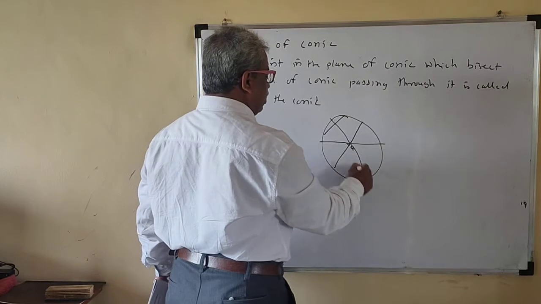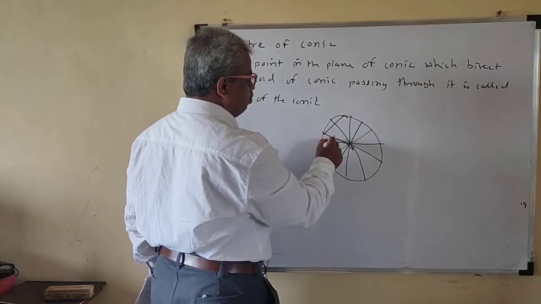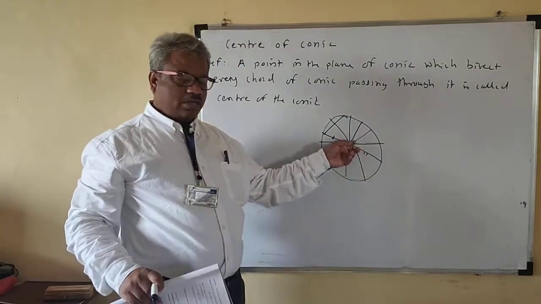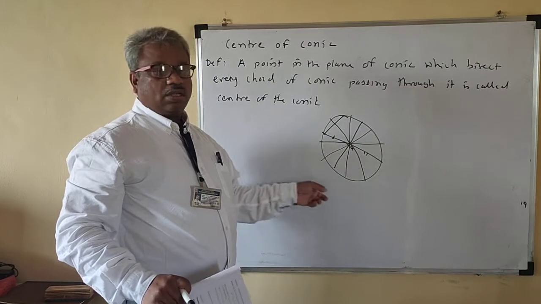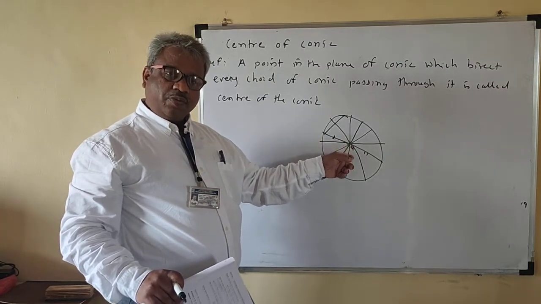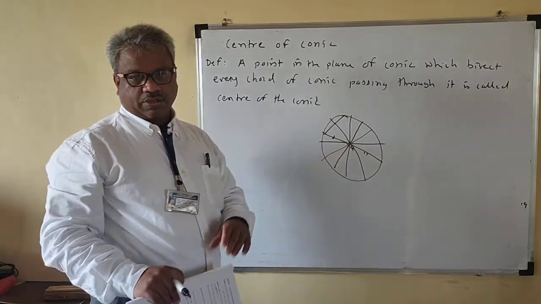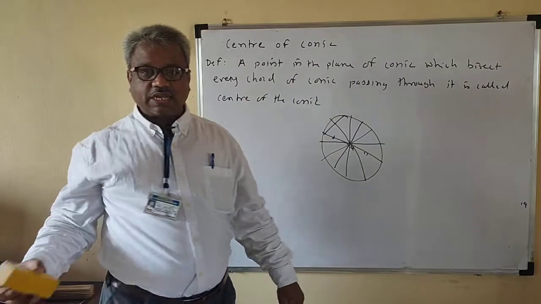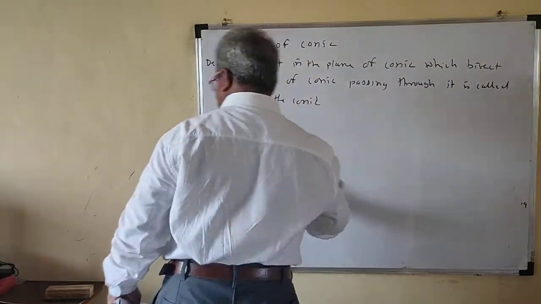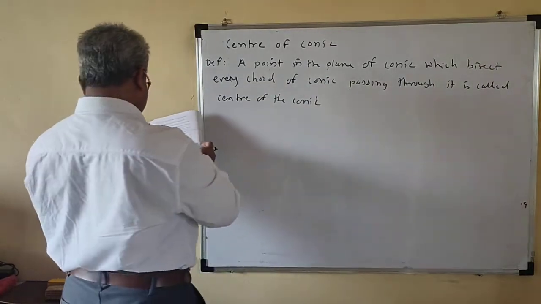So for the center, see, any chord, this bisects, and you know that this is the radius. So every chord. The circle is the central conic. The circle has a center because there is a point which bisects every chord passing through it. So the center means if it bisects every chord passing through it, then that point is called the center of the conic.